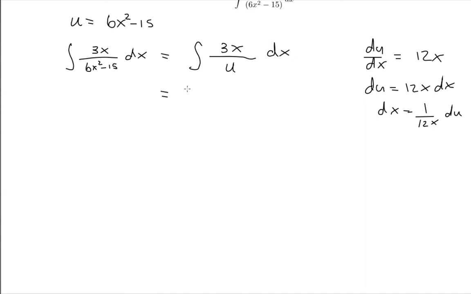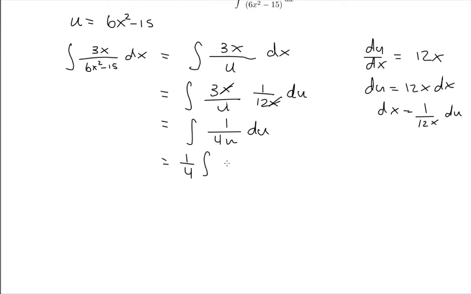So now wherever I see a dx, I can replace it by my new formula here. So I have 3x over u, and here's my new version of dx, so I can replace my dx with 1 over 12x du. And now I can see why I wanted my derivative of u to be a multiple of the 3x, because what I'm now able to do is cancel this x with the x that was still remaining, and I end up with the integral of 1 over 4u du. And of course this is just 1 over 4 times 1 over u, so that's just a constant times 1 over u, so I can take that constant 1 over 4 out and I have 1 over u du.